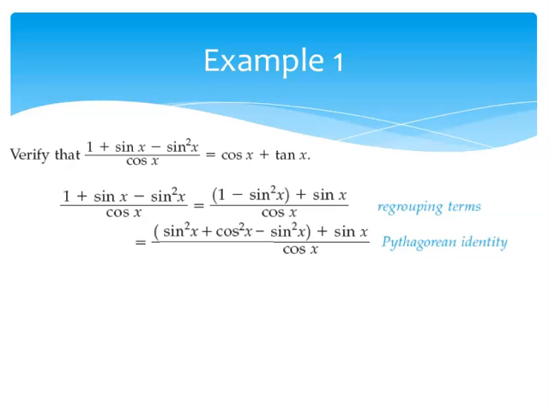Okay, so sine squared plus cosine squared minus sine squared. Now you can see the sine squared and the minus sine squared will cancel. That leaves us with cosine squared plus sine all over cosine.